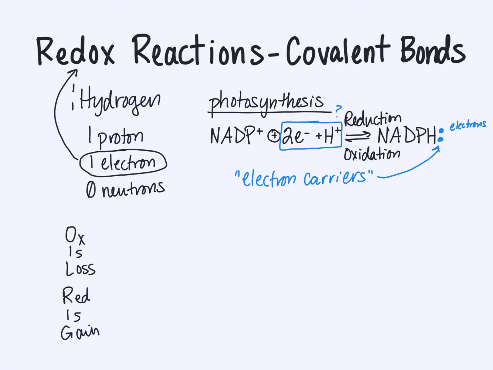And like I said, we'll go into more of the details of where the electrons come from and where they are transported to when we talk about the specific reactions of photosynthesis. But for now, you just need to know that NADP plus gets reduced by gaining electrons in order to form NADPH. And then at some point later in the process, NADPH is going to be oxidized in order to transport those electrons to another molecule in the process.